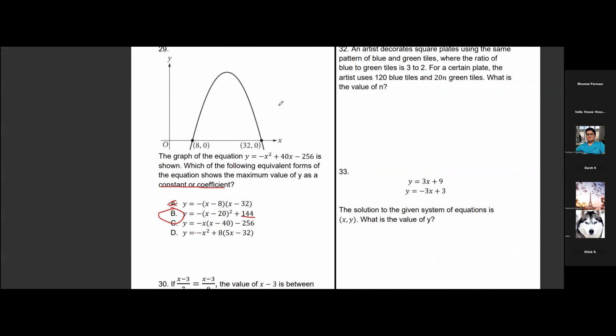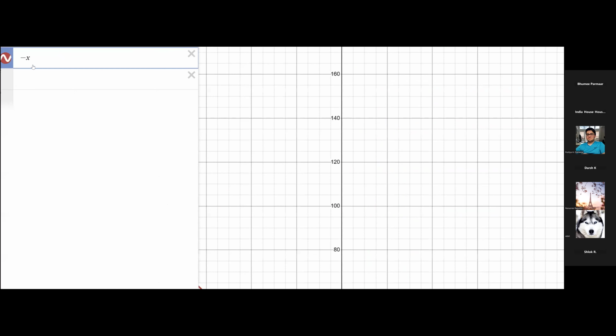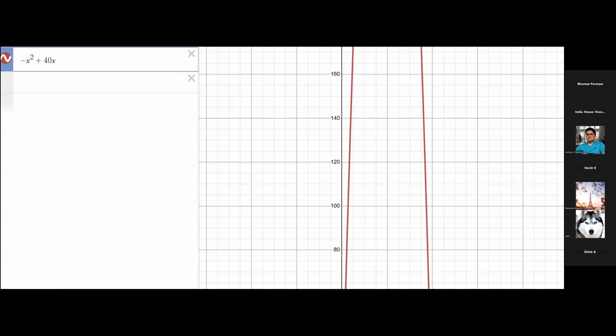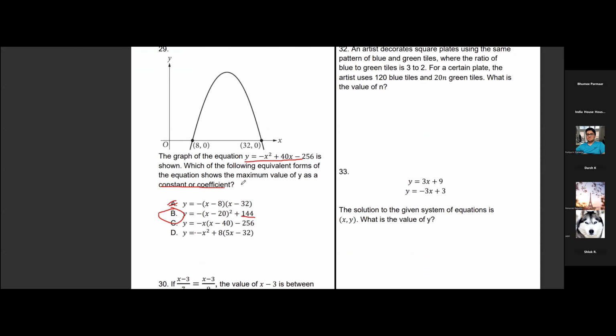Basically, another way you could do this is you could also plug in this equation. So we could do negative x squared plus 40x minus 256. On your calculator, you can ask to find the maximum value, which would be 144, and then just see which one of these has 144 as a constant. So that would be answer choice B. It has 144 as a constant. So that's how you can do this one.